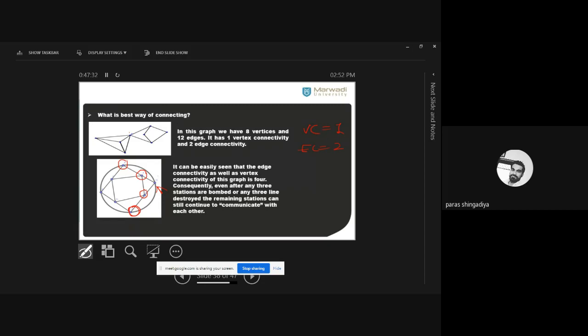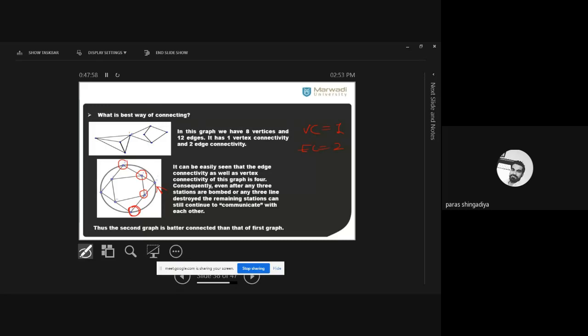Clear? Which network is suitable? Which graph will be suitable in real life? The graph should have more vertex connectivity. The graph should have more edge connectivity. Clear? In comparison to the first graph, it has more vertex connectivity. The second graph is the better connected graph.